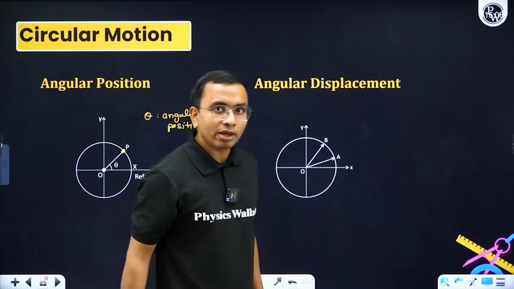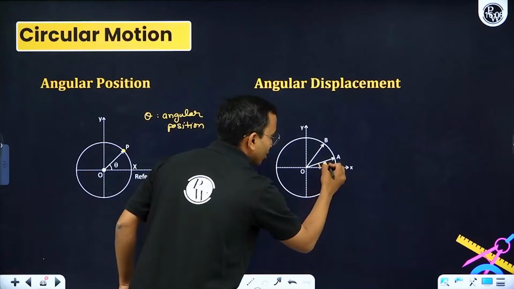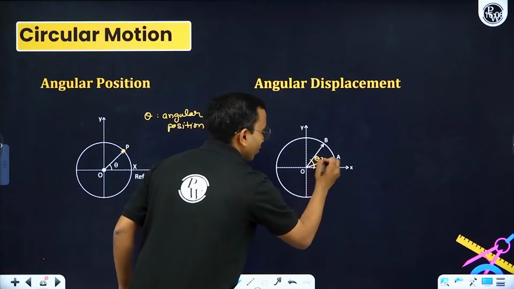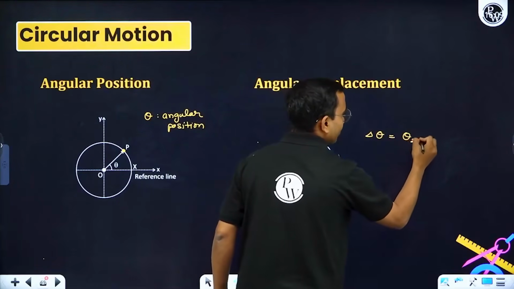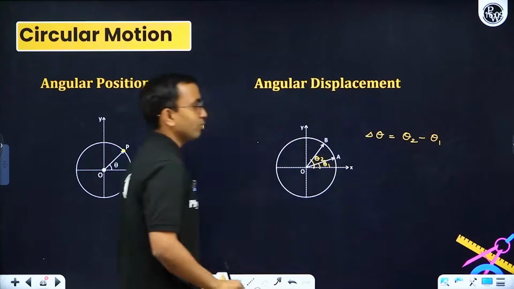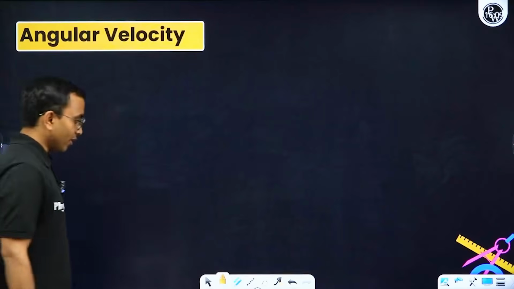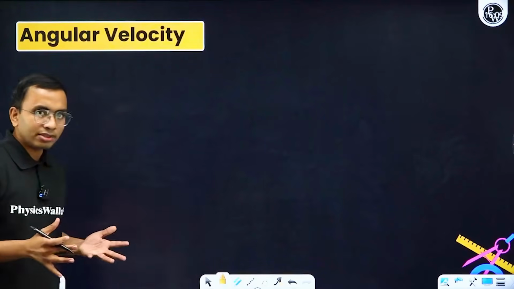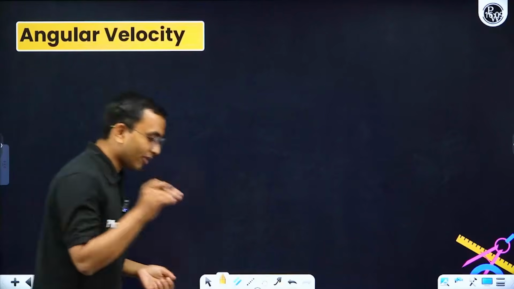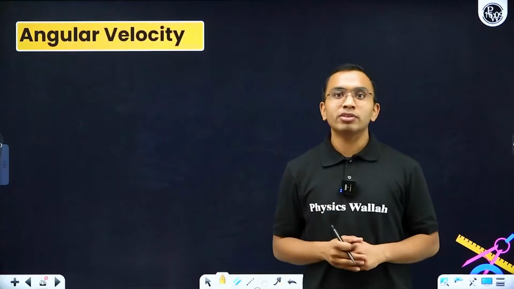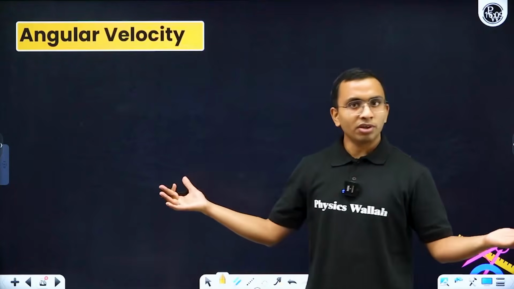Now if I ask you what is angular displacement, let us take it. Initially it had angular position theta 1, finally it has angular position theta 2. You will say the angular displacement, delta theta, is the final angular position minus the initial angular position. Then comes the angular velocity. Angular velocity means the rate at which theta is changing. Like for general velocity, you will say it is the rate of change of position. So angular velocity is the rate of change of angular position.